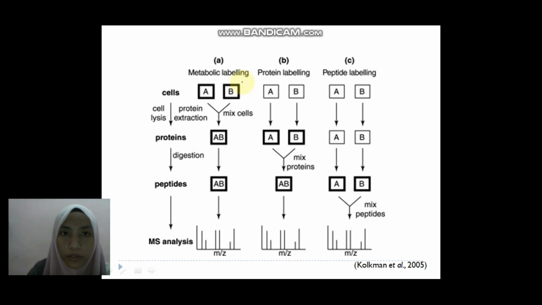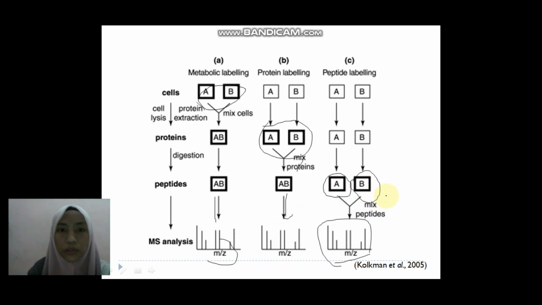Okay, let's say you're doing metabolic labeling, you can mix the cells in the beginning, and in the end you can read out through MS with the mass to charge ratio. But for protein labeling, this one is bigger. Mix the proteins, and you can read out the charge. And for peptides, they are basically small. You can mix them in at the final, and they come out as the same thing, mass to charge ratio in MS. This one is much easier to read.